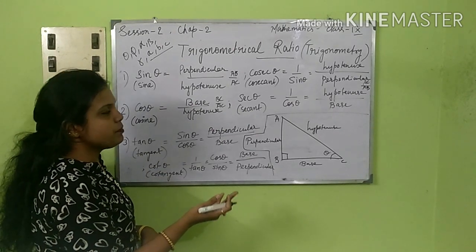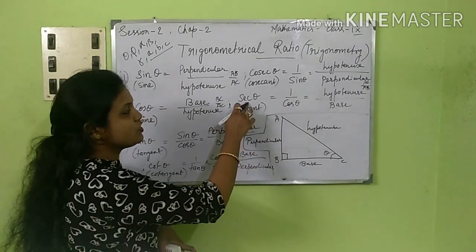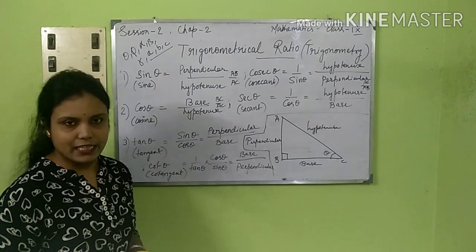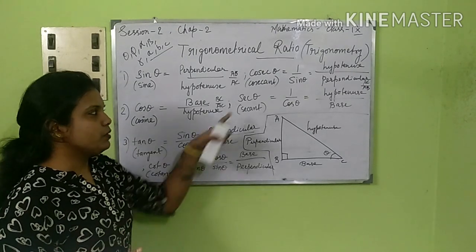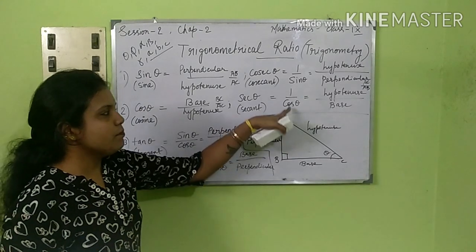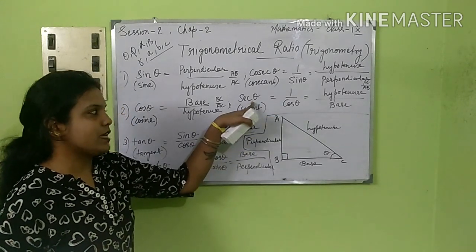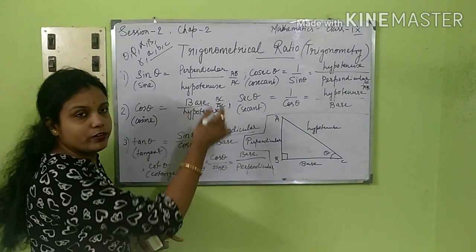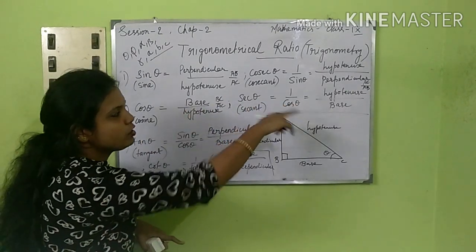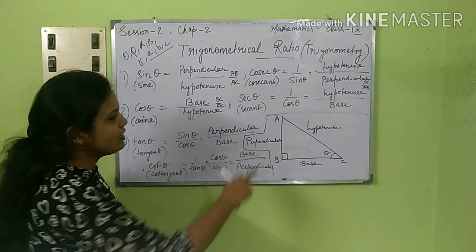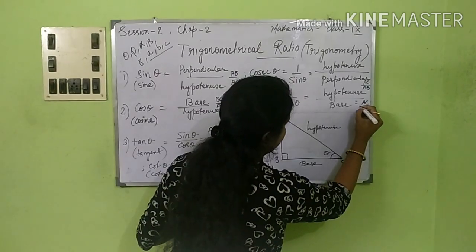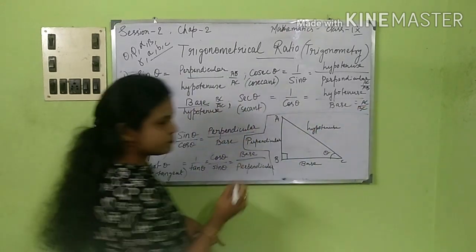And the reciprocal of cos theta gives you sec theta. Sec theta, in other words, secant, but we usually write sec only. So 1 by cos theta gives you sec theta. Now, the value of cos theta, as you know, is base by hypotenuse. So the reciprocal of it will give you hypotenuse by base, right? And according to this triangle, we will have AC by BC.